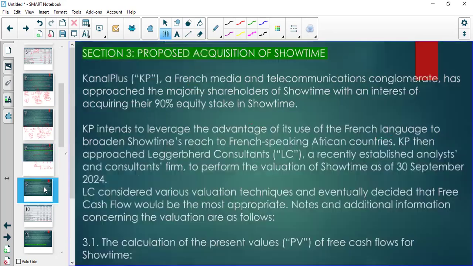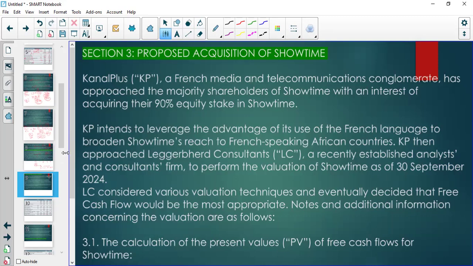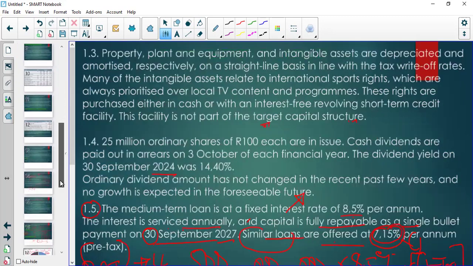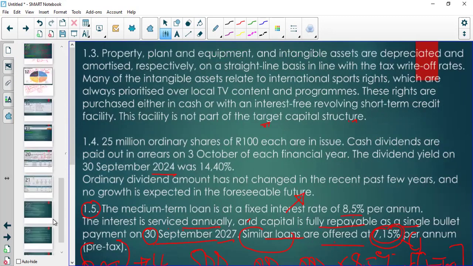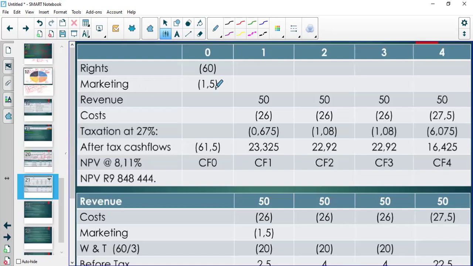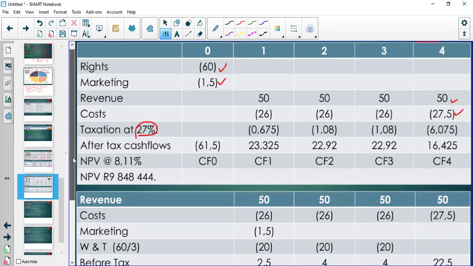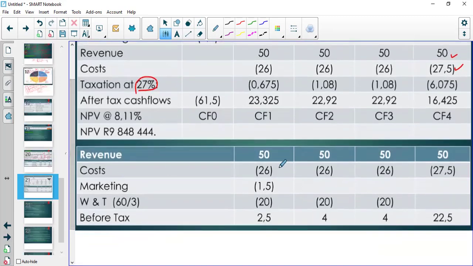Right. So I think that's quite easy. I really don't know if that is everything. So let me have a look at the things that I did. I think that was quite simple. So the rights is going to be there, the revenue is given. Then the taxation at 27% is based on the revenue, right. Then these are the costs.